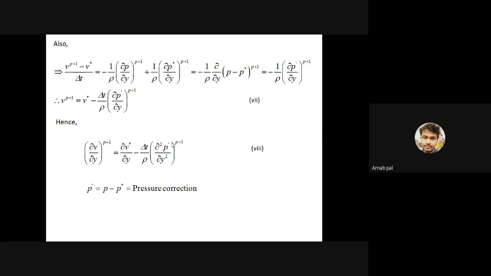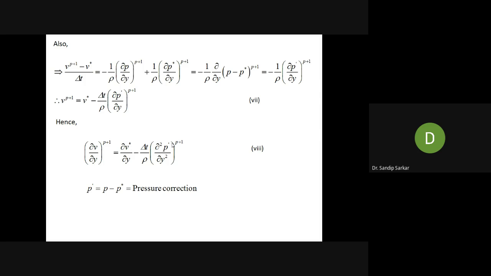So the gauge value of p*, we have to define for every cell. Yes, it will be 0. Initially, at t equal to 0, the gauge value is 0 in all the cells.